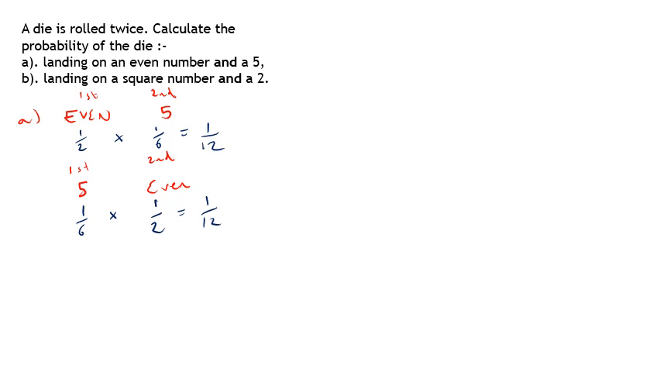To get our final answer, we add both of those probabilities together. So we do 1/12 plus 1/12, which gives 2/12. Simplifying the answer down is 1 in 6. That is our final answer there. For part B, really similar.